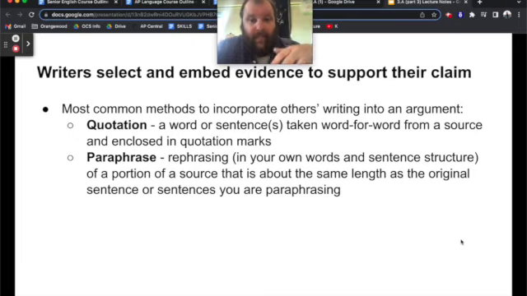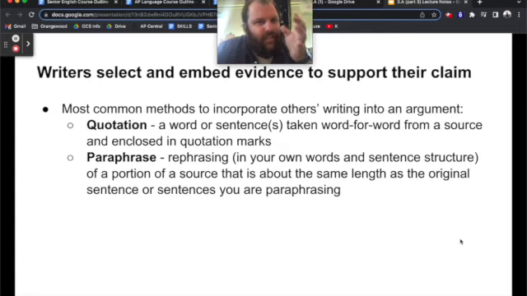This is rephrasing, in your own words and your own sentence structure, a portion of a source that is about the same length as the original sentence or sentences that you're paraphrasing. So if it's a single sentence of, give or take, 18, 19, 20 words, when you're paraphrasing, you're putting it in your own words and your own structure, but you are changing the words. You are rephrasing that source.